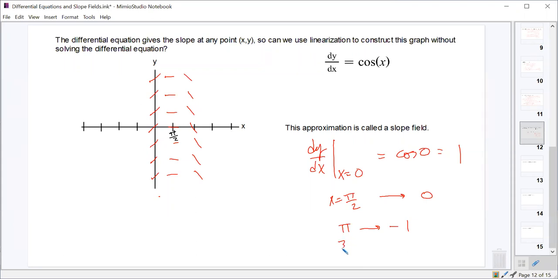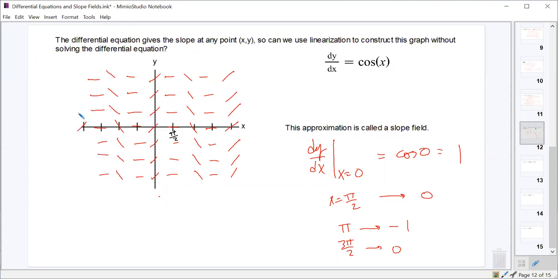And what if x was 3 pi over 2? Be back to 0. And to 2 pi, be back to 1. Good. All right, and what about negative pi over 2? That'd be 0. And negative pi would be -1. Negative 3 pi over 2 would be 0. And negative 2 pi would be 1.